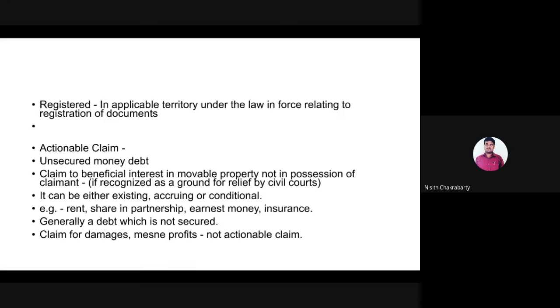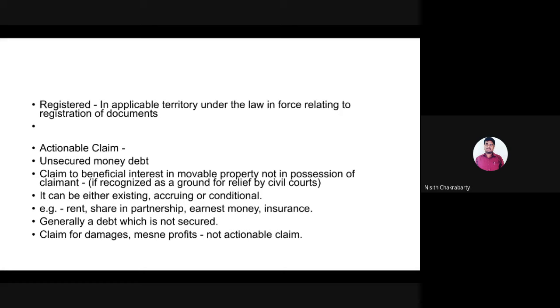Now coming to another simple definition, that is registered. Registered means registered in the applicable territory, that means in the territory to which this Act extends. And registered also means that it has been registered under the law in force relating to the registration of documents. It is not a complicated definition, and it is not frequently asked, so let's just skip it and move to actionable claim.